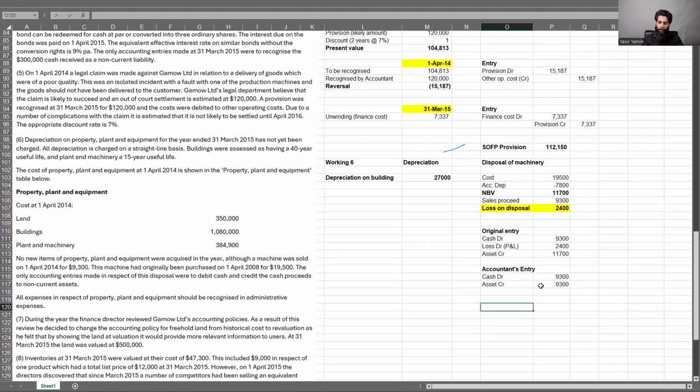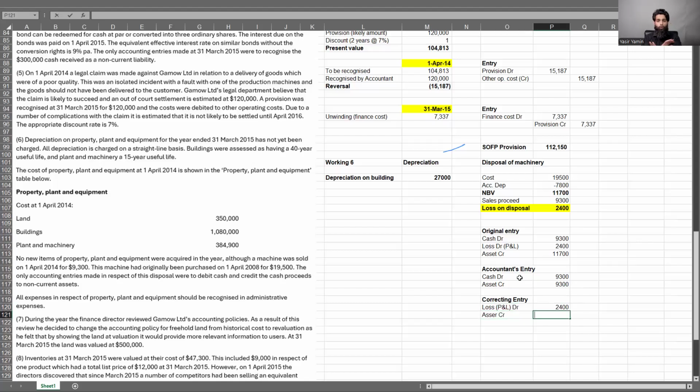What should be the correcting entry? Guys, what should be the correcting entry? You debit your loss in your P&L of 2,400, because no loss was recognized by the accountant. And you credit your asset by 2,400.